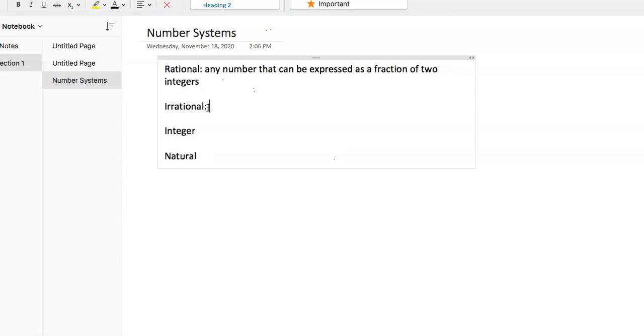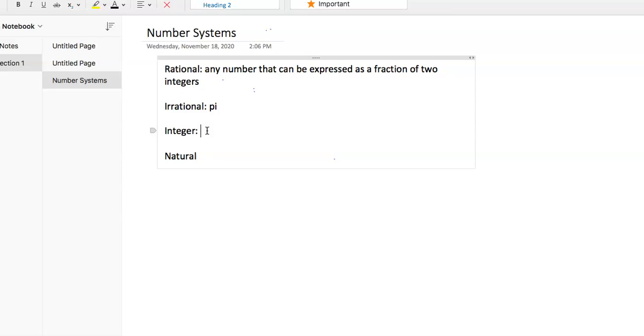As we go through this, irrational would be an unending decimal. I don't have the pi symbol on my keyboard here. Pi would be an irrational number, and that's the one you would be asked about almost for sure on the test. They would just ask, what type of number is pi? Is it rational, irrational, integer, or natural? In that case, it's irrational.